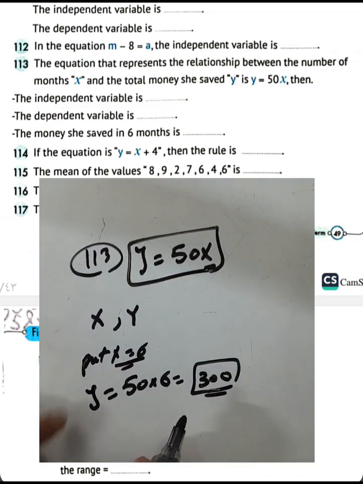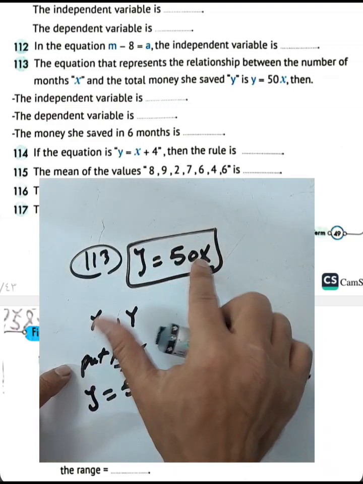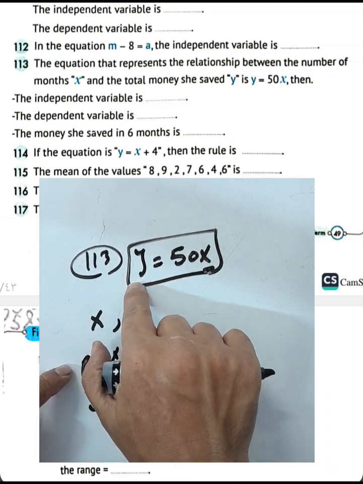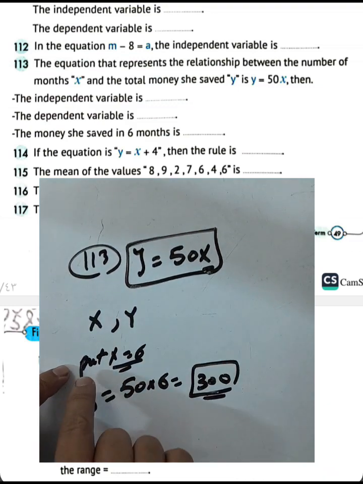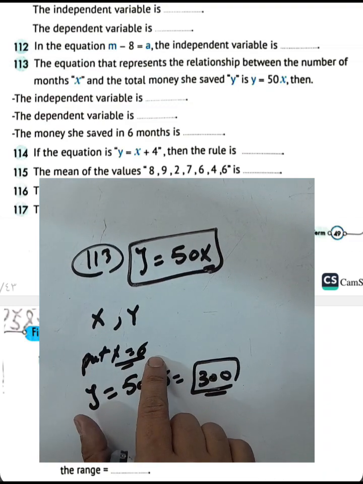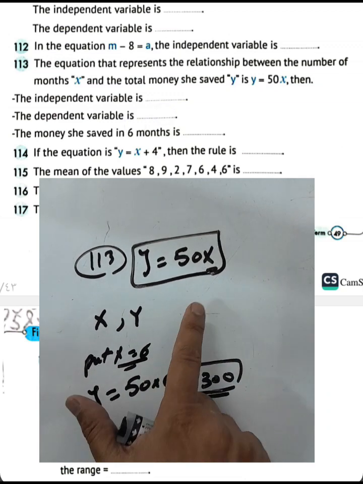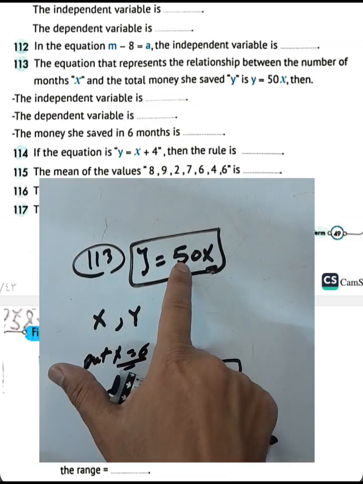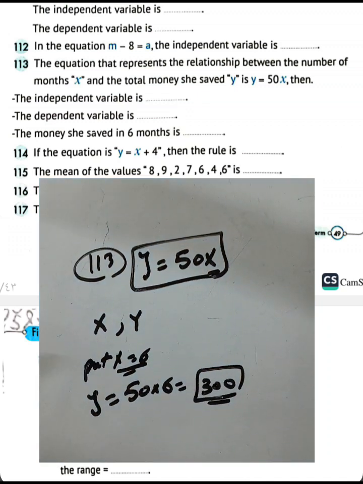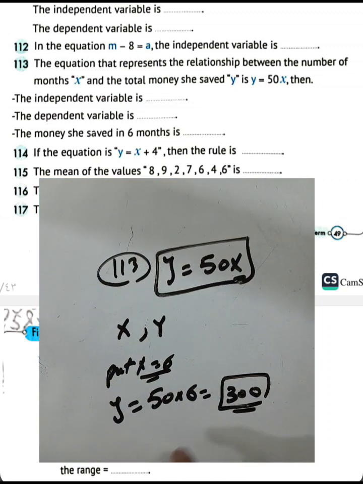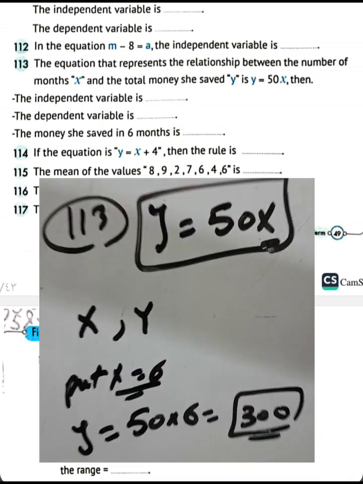Again, in this equation y equals 50x, x we call independent, and y we call dependent. And if x equals 6, because we want to find the money she saved in 6 months, so x equals 6. Here 50x means 50 multiplied by x, then 50 multiplied by 6, the result will be 300. It's the total or the cost.